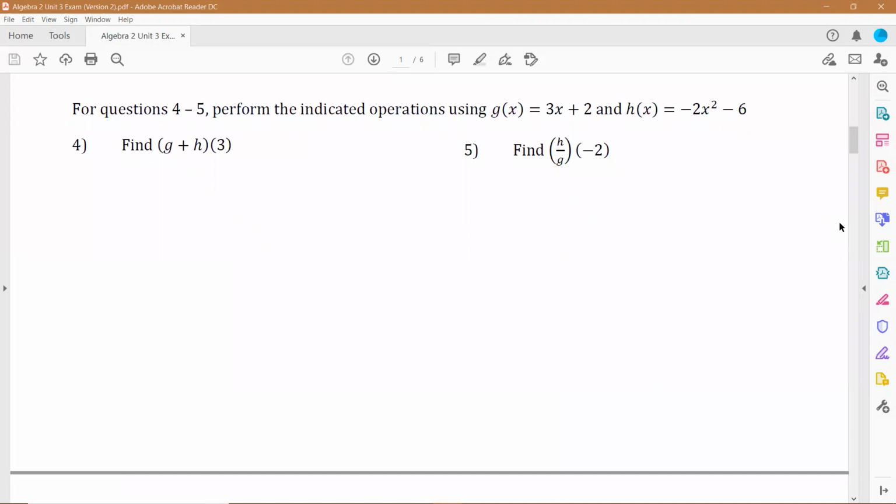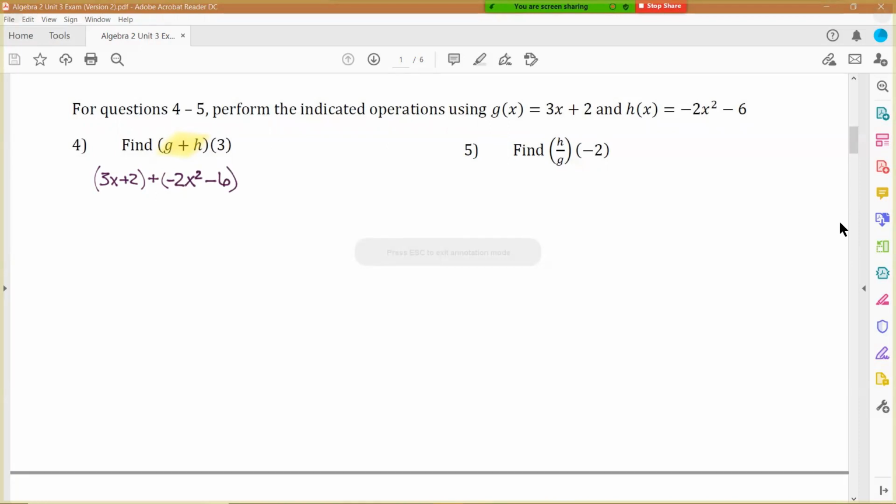Moving to questions 4 and 5. We're asked to perform the indicated operations. We're given two new functions. So for question number 4, we're asked to take g plus h of 3. The first thing I would do is take g plus h. So we're going to take g plus h, that would be 3x plus 2, plus h, which is negative 2x squared minus 6.